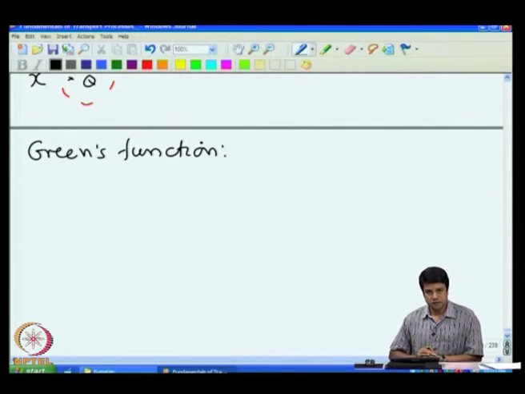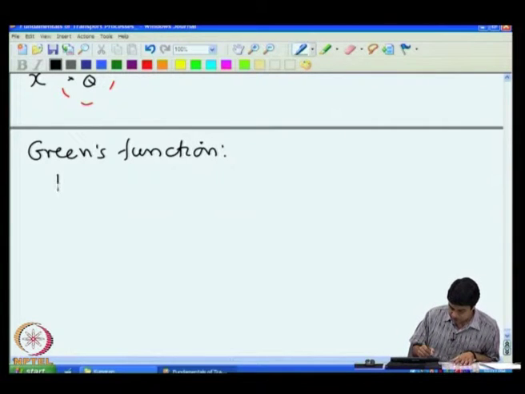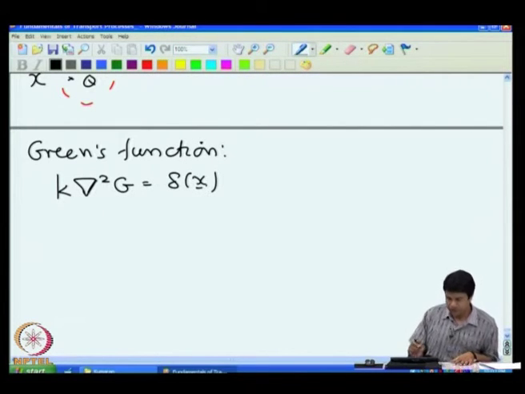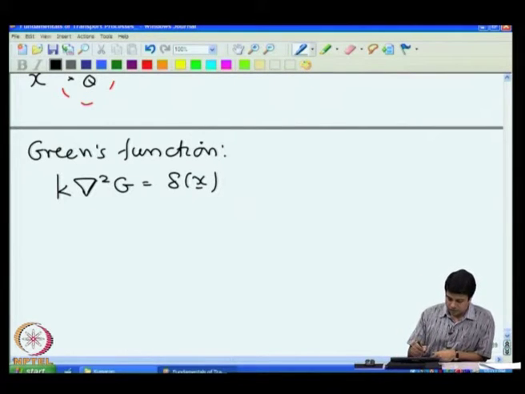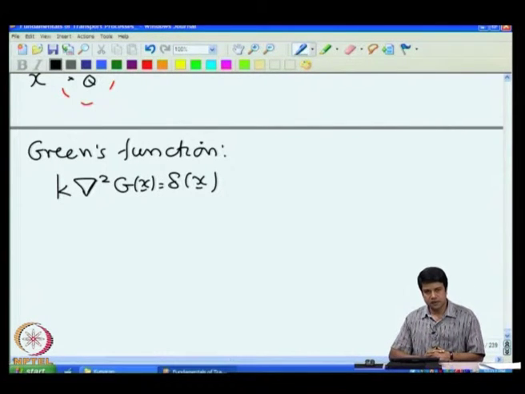The Green's function can be defined in various ways, but for the present heat conduction problem, let me define it formally. It is defined as k del square g is equal to delta of x. So, this is the formal definition of a Green's function. So, k del square g at the location x is equal to delta of x.